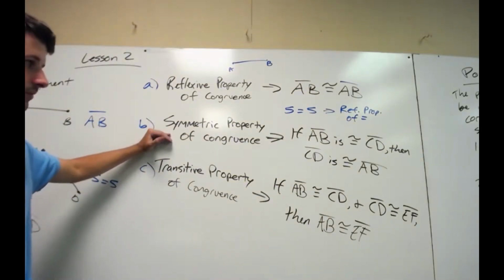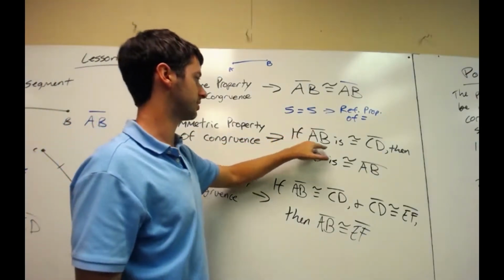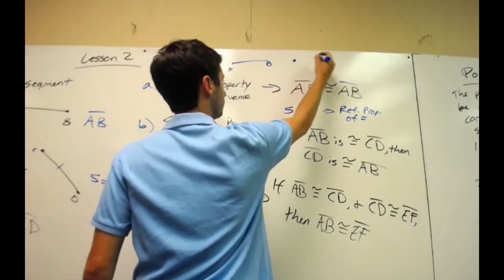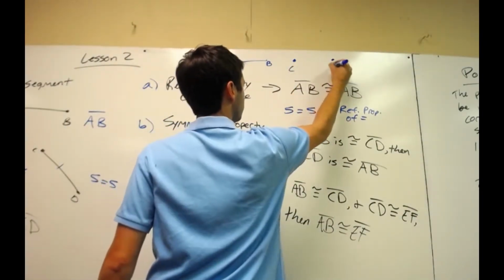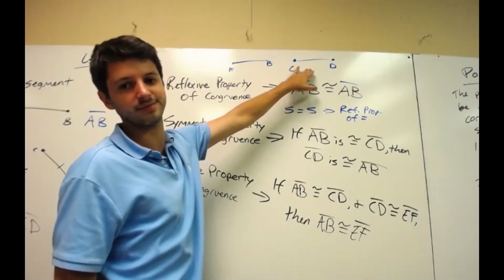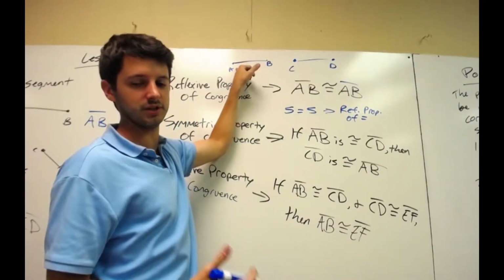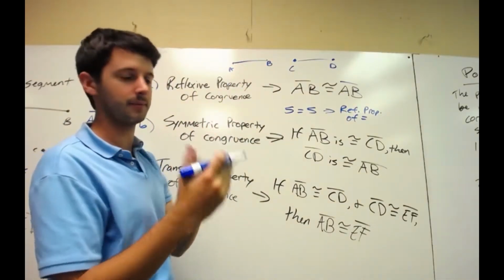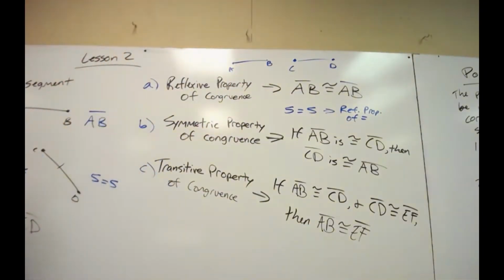You also have the symmetric property of congruence. Symmetric property is if AB is congruent to CD, like so, then CD is congruent to AB. It's just reversing the order, flipping it. That's all that the symmetric property of congruence is. Don't really need to spend much time on that.